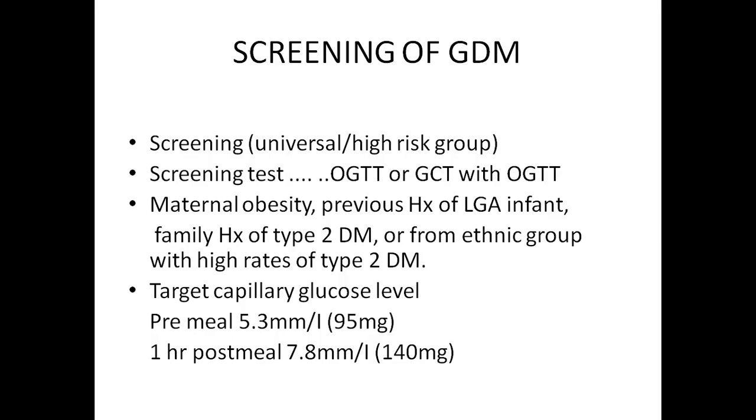Because we are already forming a high-risk group in relation to our being Asian. So maternal obesity, if the patient is obese or if there is prior history of large gestational age infant, a macrosomic baby she delivered, or there is family history of type 1 or type 2 diabetes, or she is from an ethnic group with high rates of gestational diabetes mellitus type 2, so these are the risk factors according to which you have to do screening in the high-risk group.